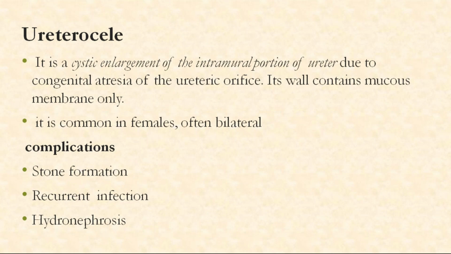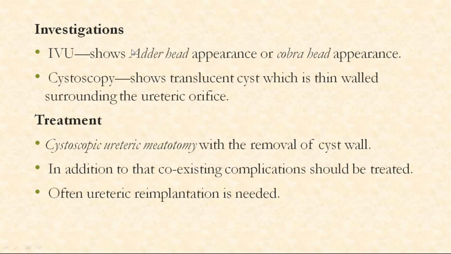Treatment of ureterocele is a transverse incision. This is the characteristic cobra head appearance on IVU. On cystoscopy, you will see a translucent, thin-walled cyst surrounding the ureteric orifice. Then treatment is cystoscopic ureteric meatotomy, where you have to give a transverse incision.